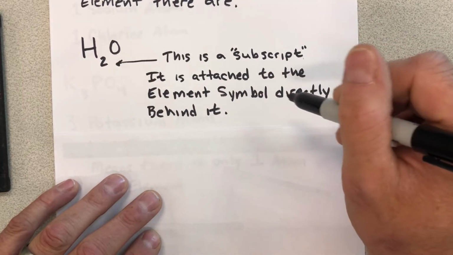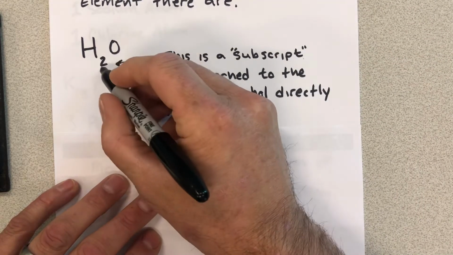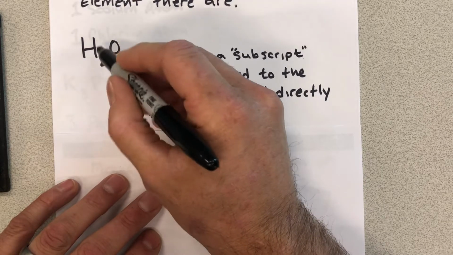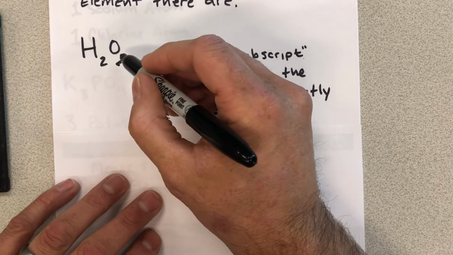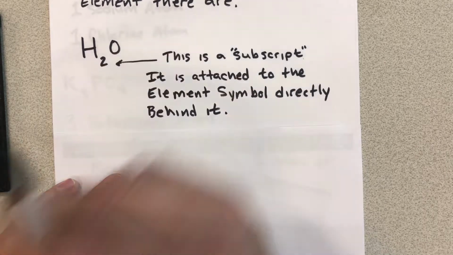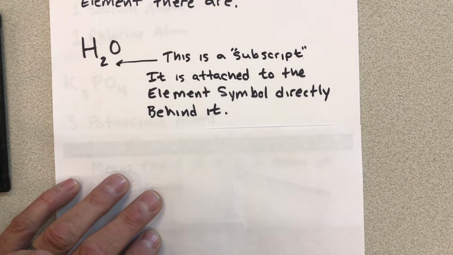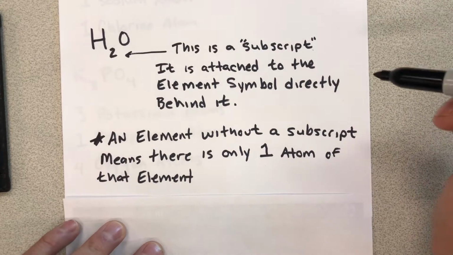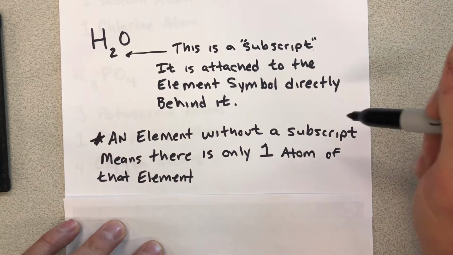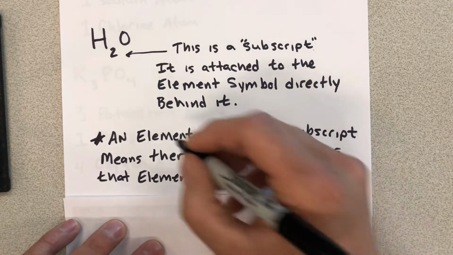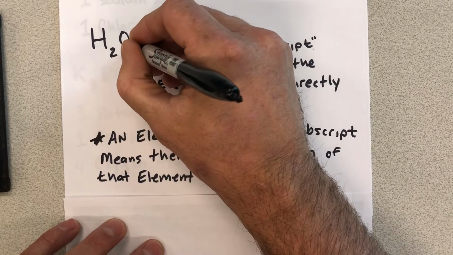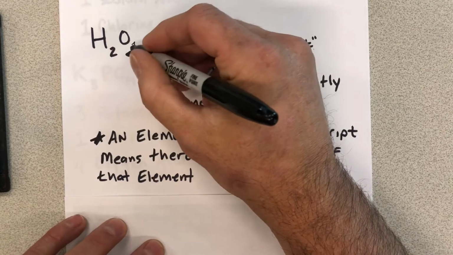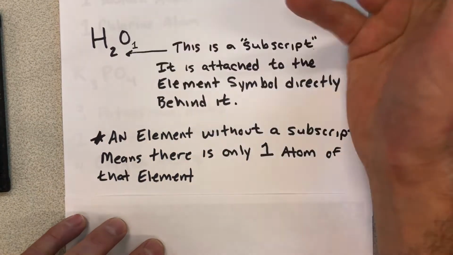And it's attached to the element symbol directly behind it, and it is only applied to the element that it is directly behind. So the 2 here is only connected to the hydrogen and not the oxygen. So a subscript only applies to the thing directly to the left of it, okay? So if you run across a chemical formula where one of the elements does not have a subscript, it means there's just a 1. So anytime you don't see a number, just assume it's a little imaginary 1, okay? And we don't usually put a 1 there. It's just sort of known that if it's not there, it is a 1, okay?